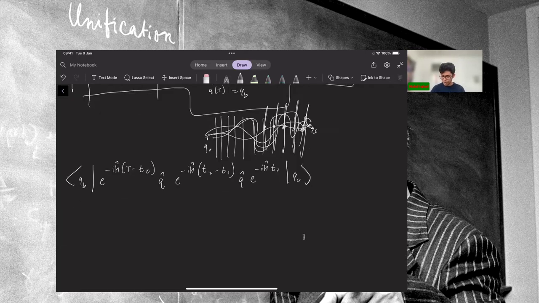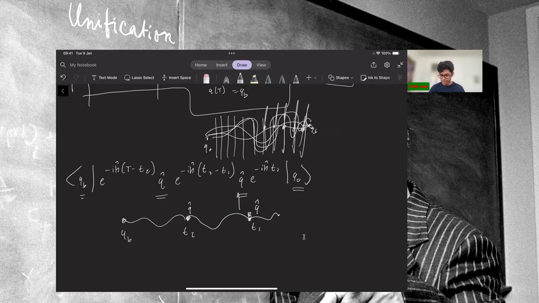Okay. So this is, I start at QA, I go up to T1, then at T1, I insert an operator, Q hat. Then I go from T1 up to T2, and then at T2, I insert another operator, Q hat. Then I go all the way up to T, where I end at QB. This is what this is saying. It is basically computing the expectation value of two Qs in addition to this propagation amplitude.